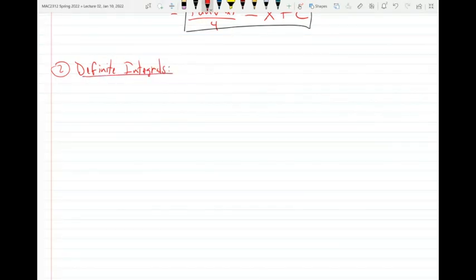Definite integrals, and it's not in all cases that it is equal to the area under the curve of a function. That's only true when the function is positive.